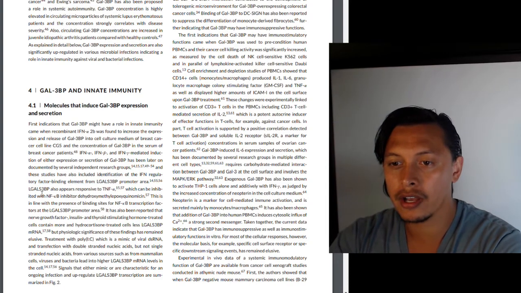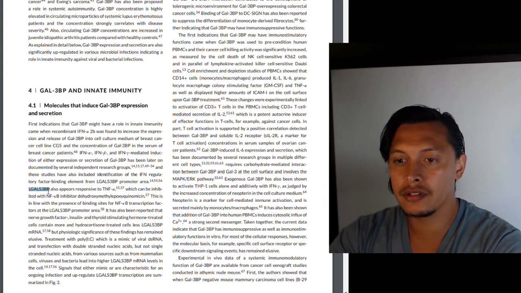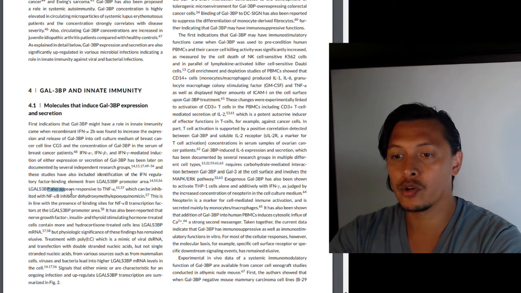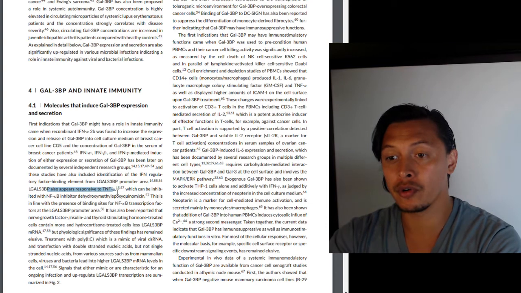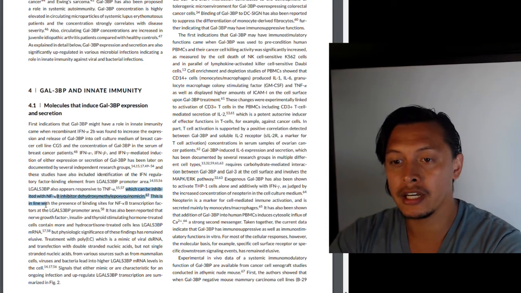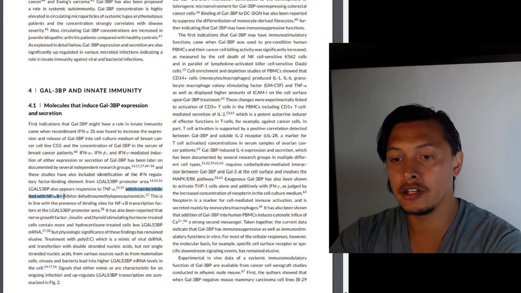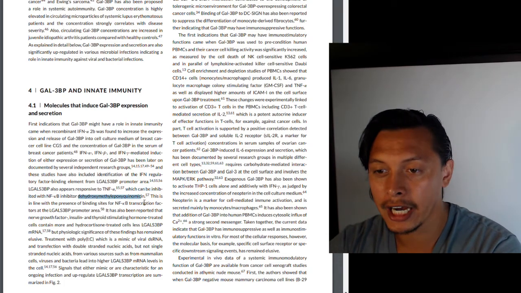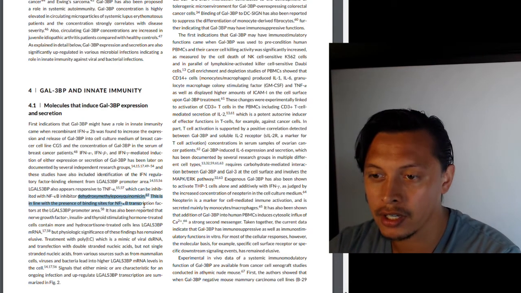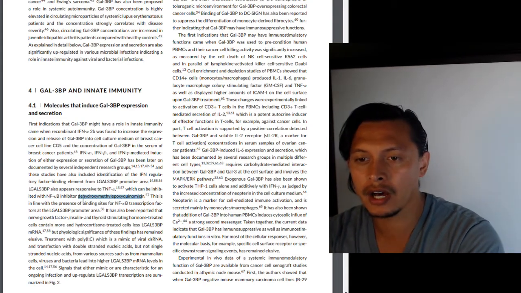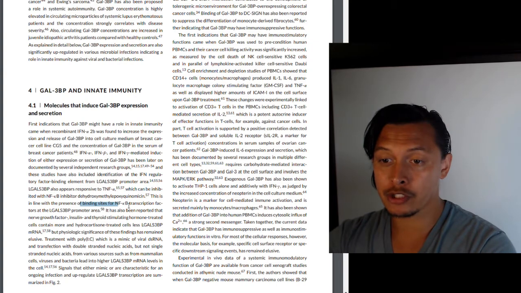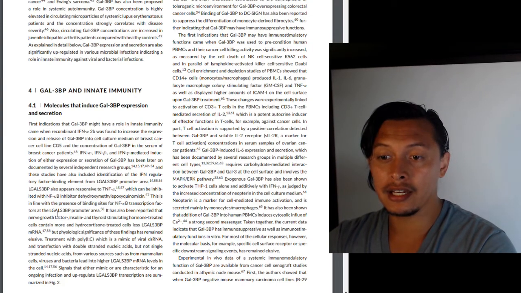So LGALS3BP, the gene for galectin-3 binding protein, also appears responsive to tumor necrosis factor alpha, which can be inhibited with the nuclear factor kappa B inhibitor, dehydroxymethylepoxyquinomicin. This is in line with the presence of binding sites for nuclear factor kappa B transcription factors at the LGALS3BP promoter area.